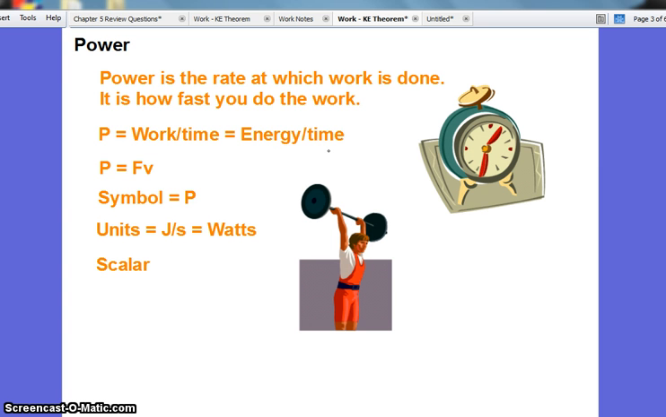Our units then, we're going to skip down here a little bit. Our units then is work, which is joules, divided by time, which is seconds. So we call it a joule per second. We abbreviate that as a watt. Go to another slide here, a joule per second.